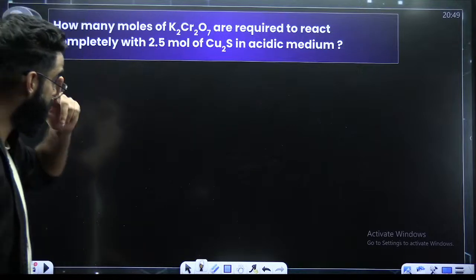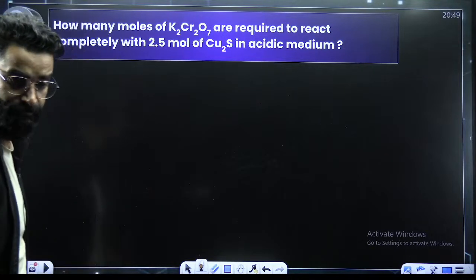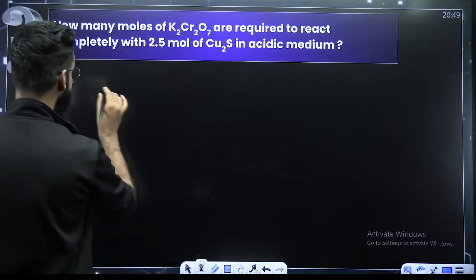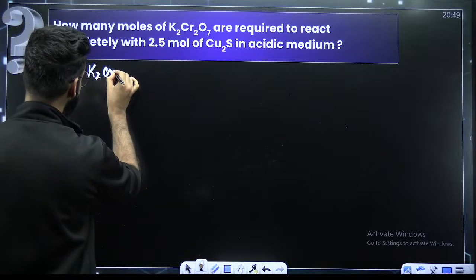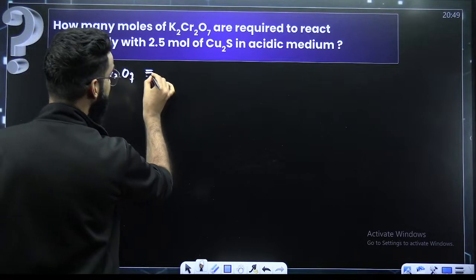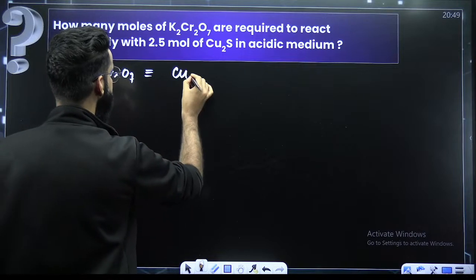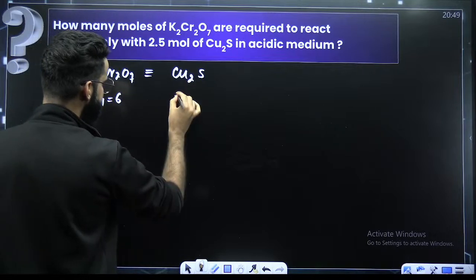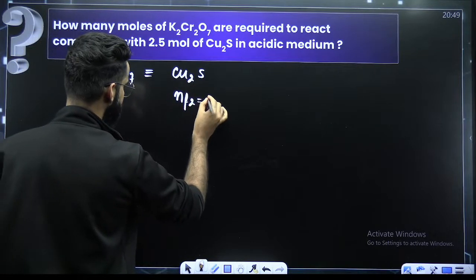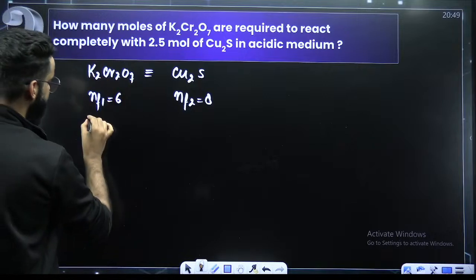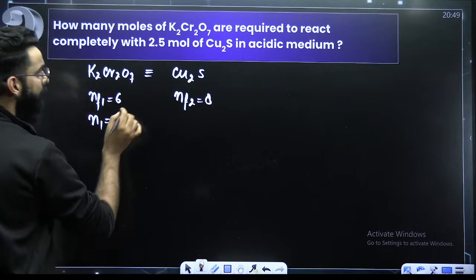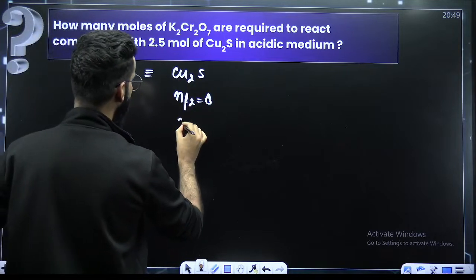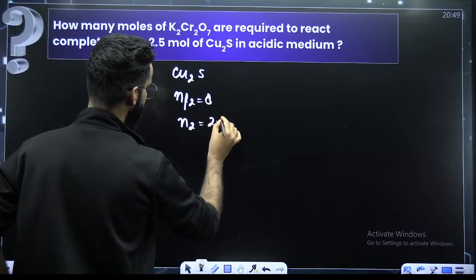Okay, can you solve this question on your own? Look at it quickly. As far as this question is concerned, your K2Cr2O7 is reacting with Cu2S in acidic medium. Do you remember their n factors now? Its n factor is 6. Its n factor is 8. How many moles of this are required to react completely with 2.5 moles? We are given 2.5 moles.